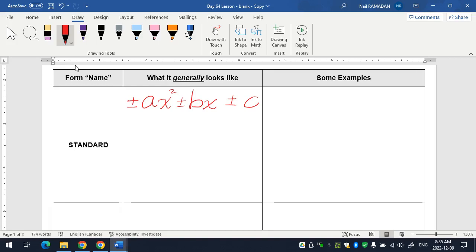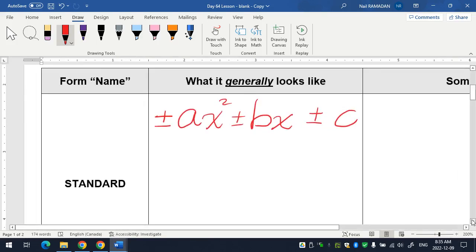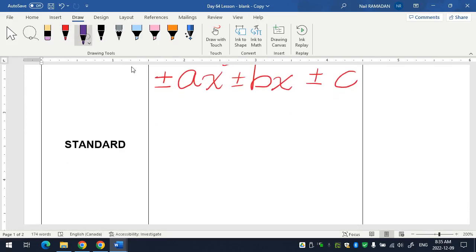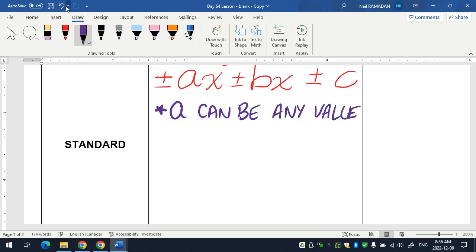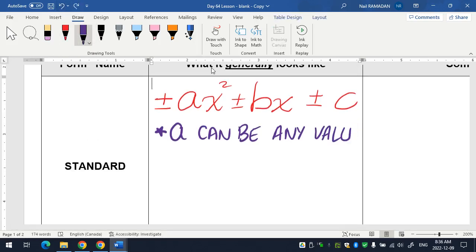Here's what we're going to say about each one of them. Let's do the first one. A can be any value, any value except for one number. A can be any number in the universe except for one. It cannot be zero.